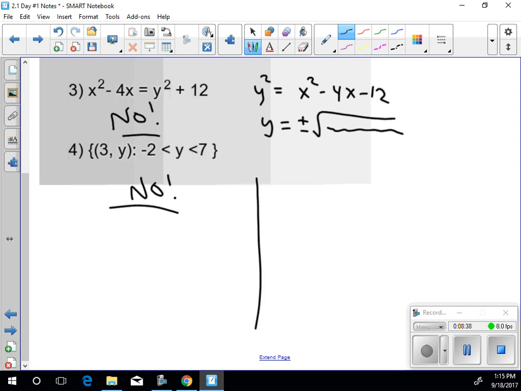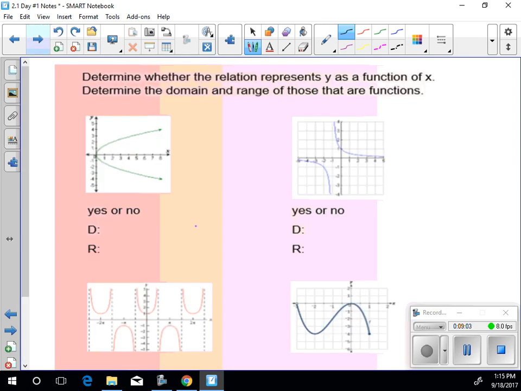If I were to sketch this relation, x is always equal to 3, and y can be anywhere between negative 2 and 7. So x is always 3, and y can be between, what was that? 7, negative 2. Open line connecting. Not a function. Cool. Lesson 1 is pretty easy for today. It's just making sure you pay attention to details.